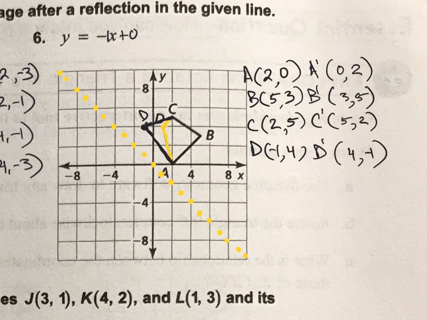I'll stop for a second and wait for you. I'm not done. The first thing you do is switch your x and y, just like you did on the last problem. The next thing you do is change all the signs. So negative 2, this will be negative 3, negative 5. This will be negative 5, negative 2. And D prime will be negative 4, positive 1. So plot those, please.